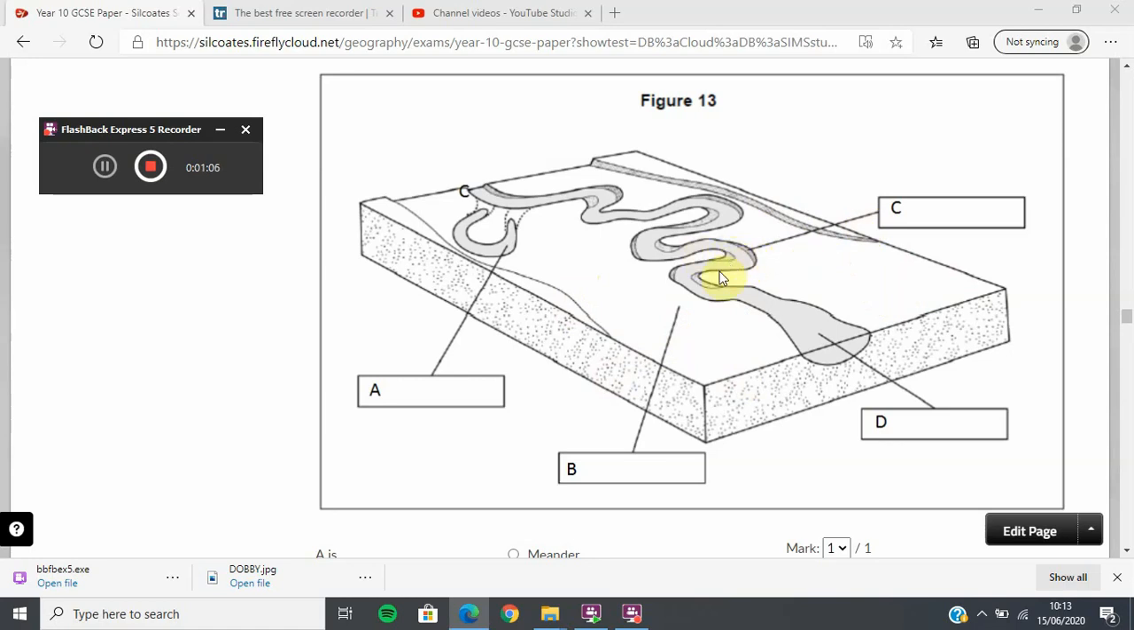It's a bend in the river, okay, and we can sort of see they've tried on the sketch there to show a river cliff and a river beach, but it's clearly a meander, a bend in the river in the lower course on flat land. So that's going to be a meander.